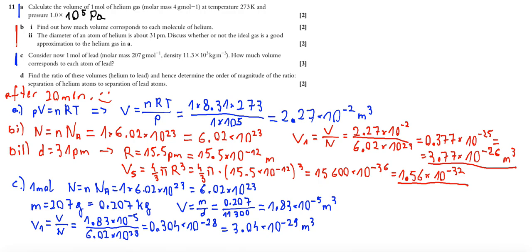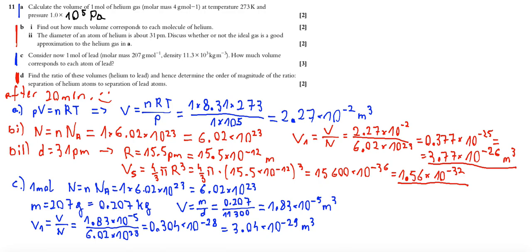And so you see that the order of magnitude is completely different than in the case of helium. Is it clear? So probably it's not a good approximation in the case of lead. Okay, and last question, D. Find the ratio of these volumes, helium to lead, and hence determine the order of magnitude of the ratio of separation of helium atoms to separation of lead atoms.